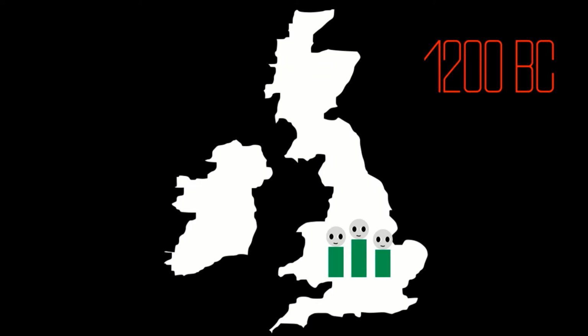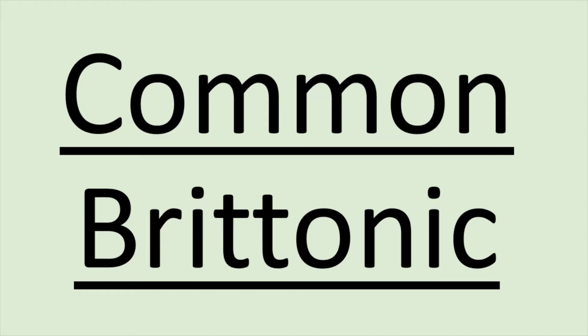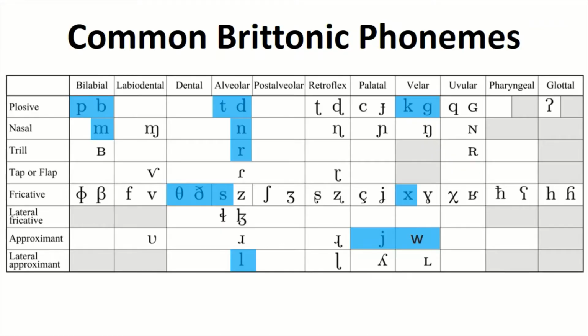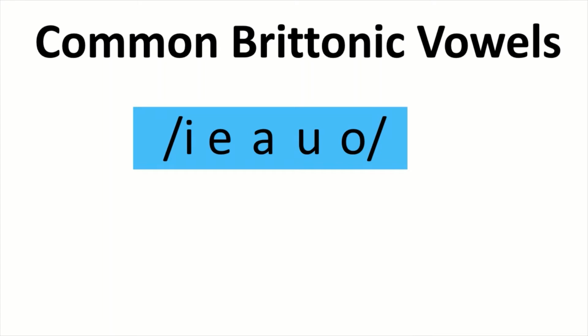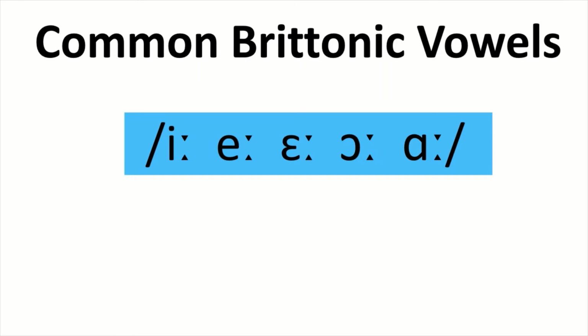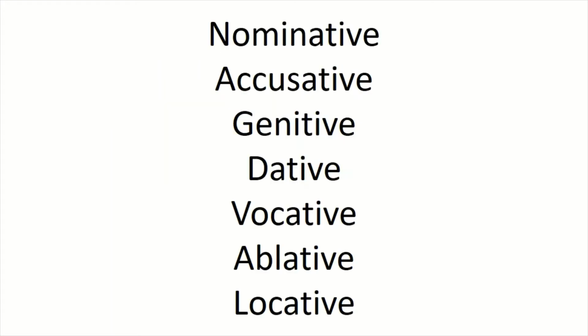The Celts spoke a language known as Common Brittonic, which they spread through the British Isles. Here are the language's consonants, and here were its vowels. It probably, in its early stages, also had labiovelars, although we'll get to those in a minute. The vowels also had these long variations. The language also had these cases.